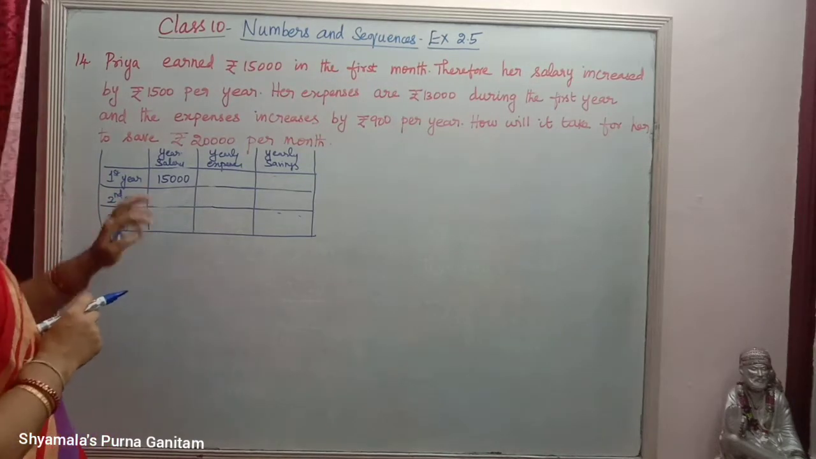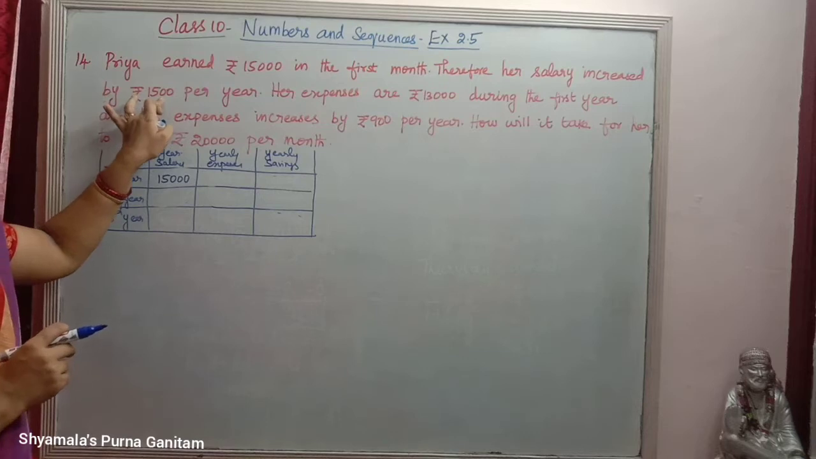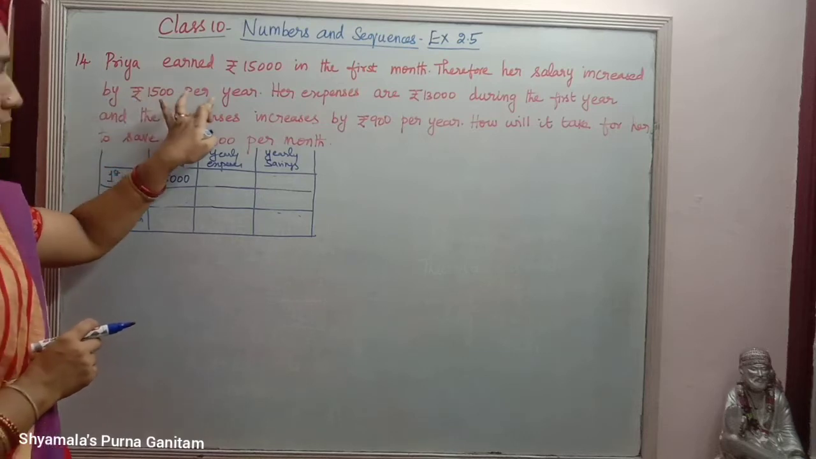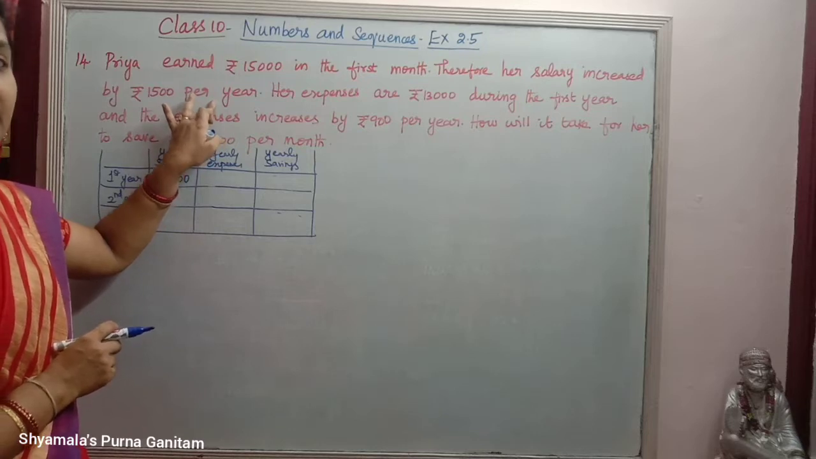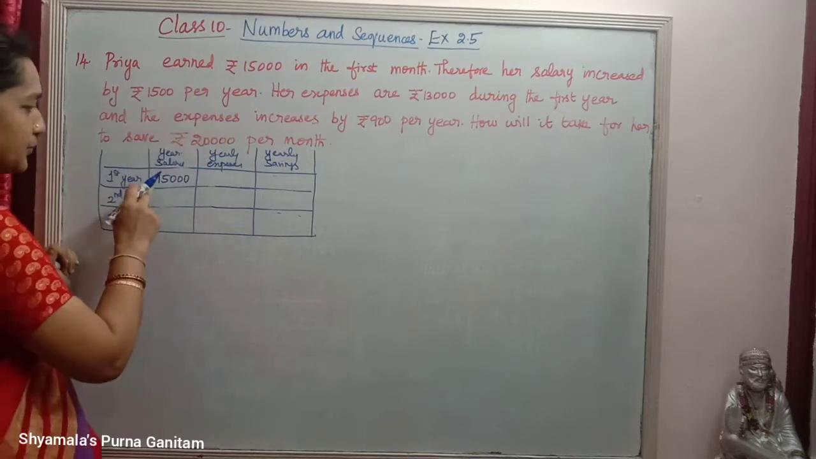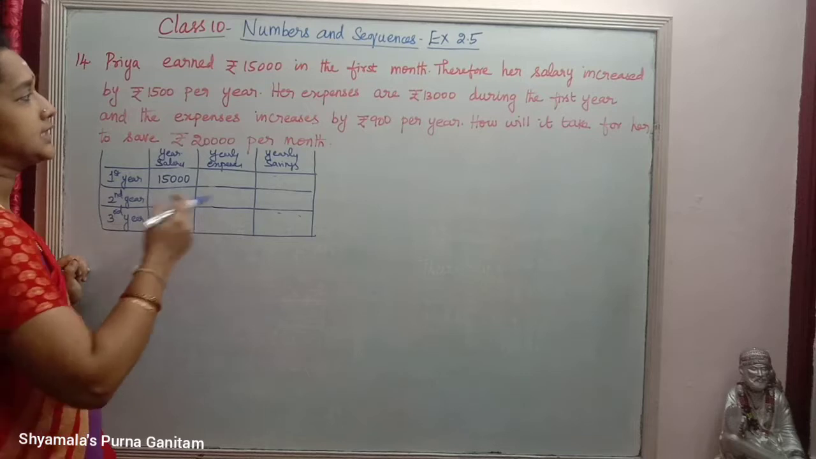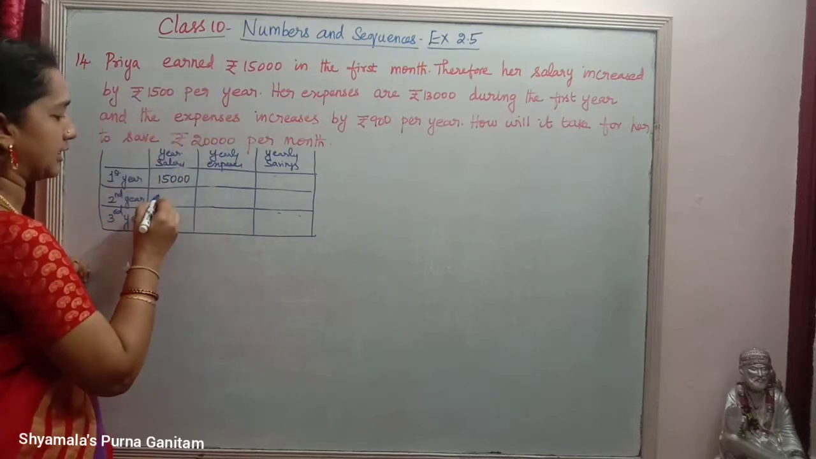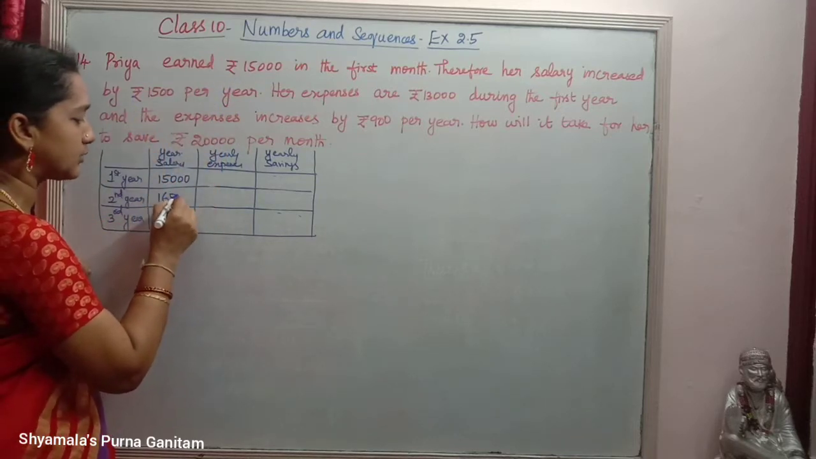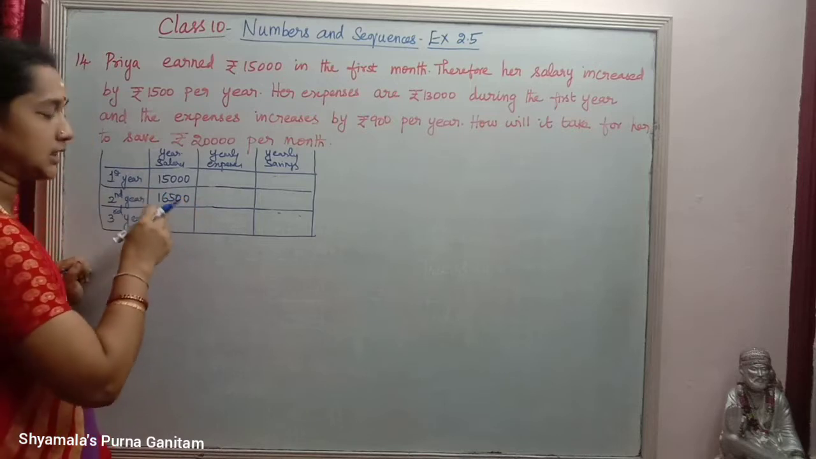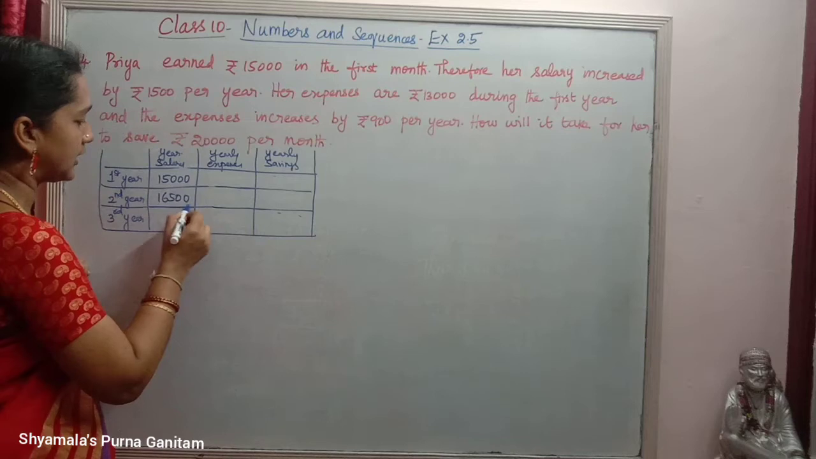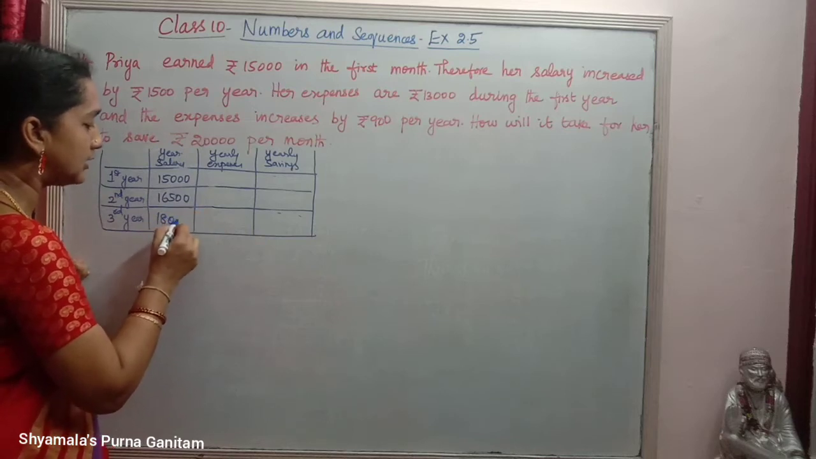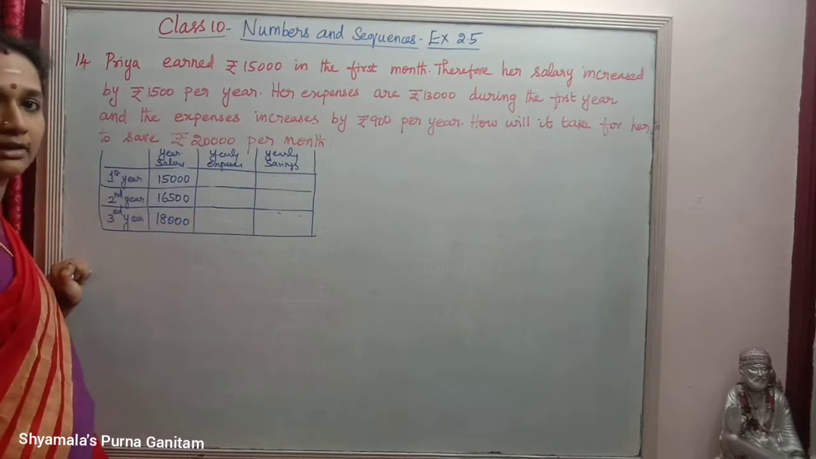Therefore, her salary increased by 1,500 per year. So, per year, the increment they have given us 1,500. So first year it is 15,000. Second year plus 1,500. It will be 16,500. Every year increment is 1,500. So the next third year it will be 18,000. Like that every year it will be increasing.